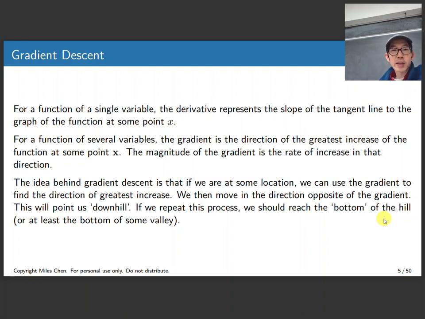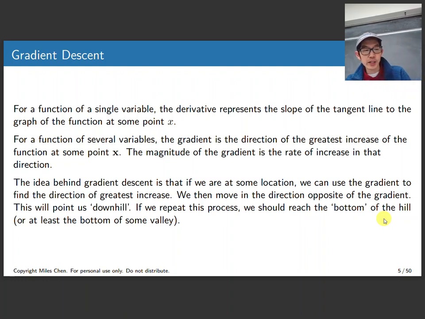If you think about a single variable, univariate function, the derivative represents the slope of the tangent line to that graph at some point x. If you have a multivariate function, then the gradient is the direction of greatest increase of the function at some location x. And the magnitude of the gradient is the rate of increase in that direction.